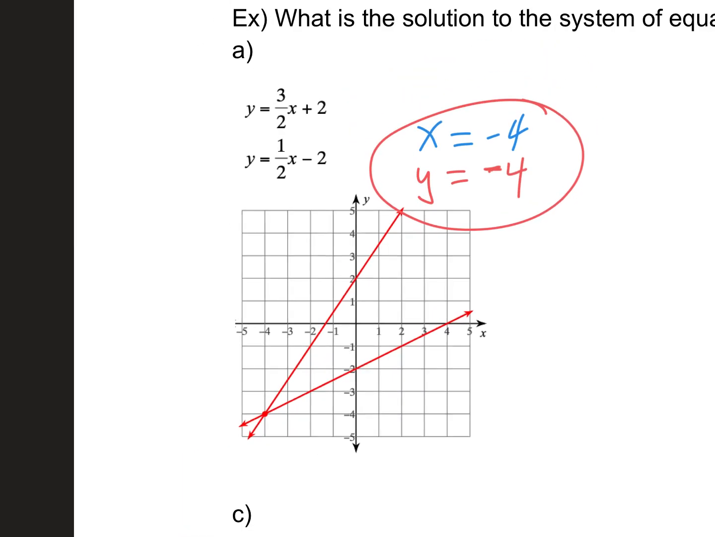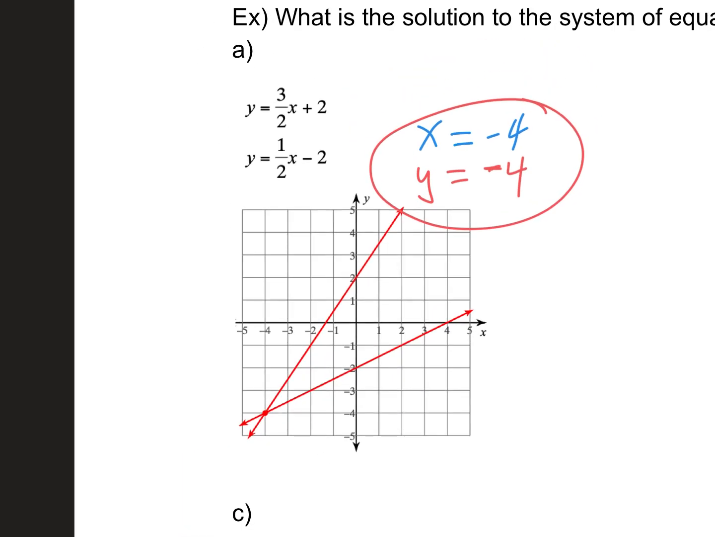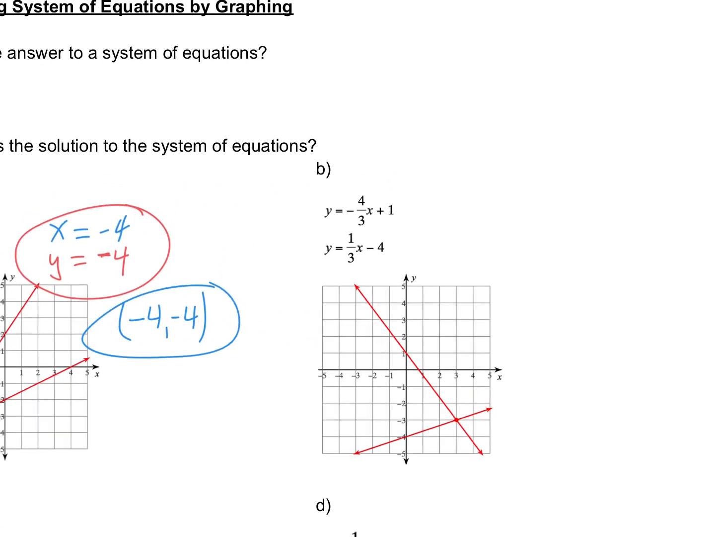X equals -4, y equals -4. You could either write it this way, or I did also say the intersection of two lines is a point, so we could write it as a point with our x and y values. So that would be -4, -4, since our x and y values are both -4. Okay, let's get a look at another one.